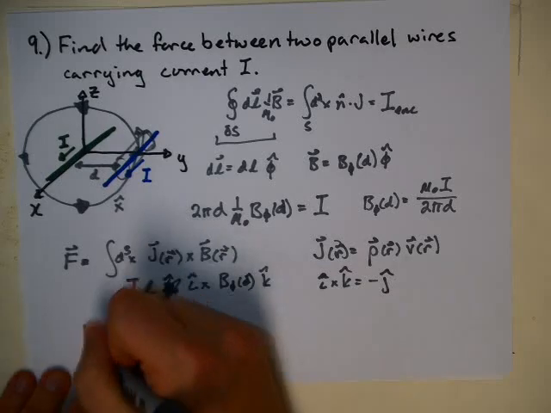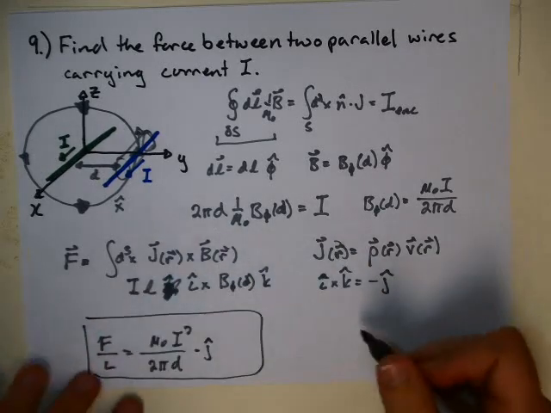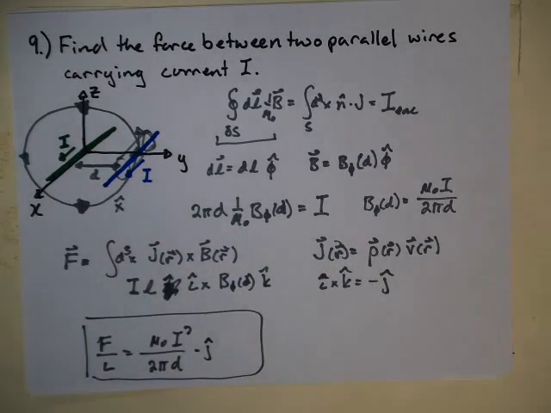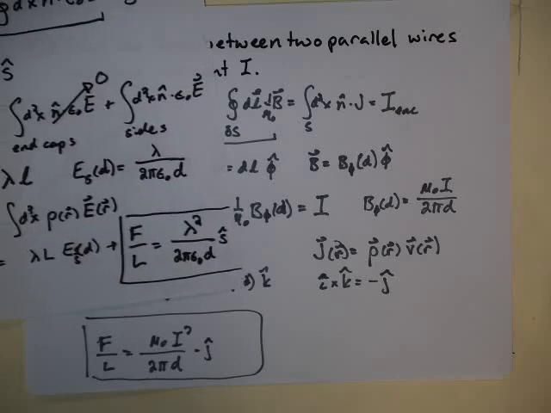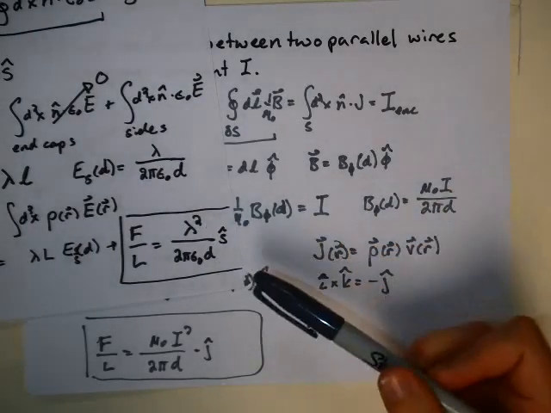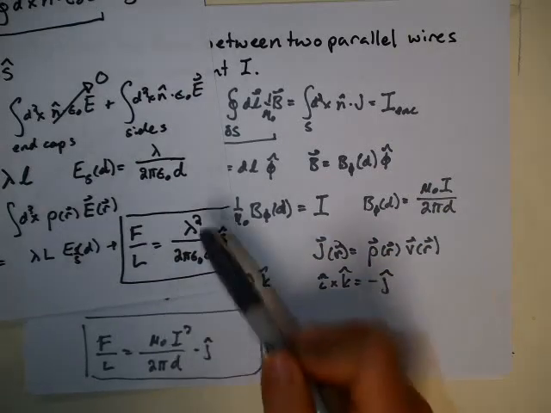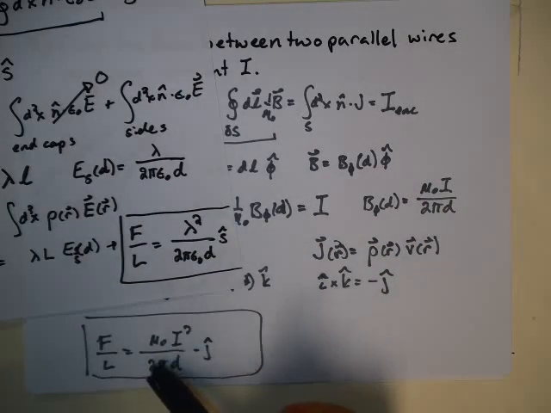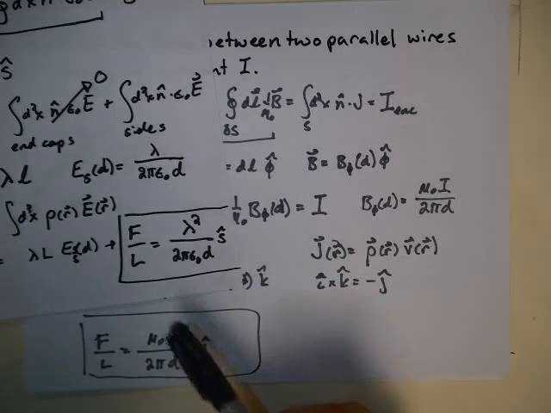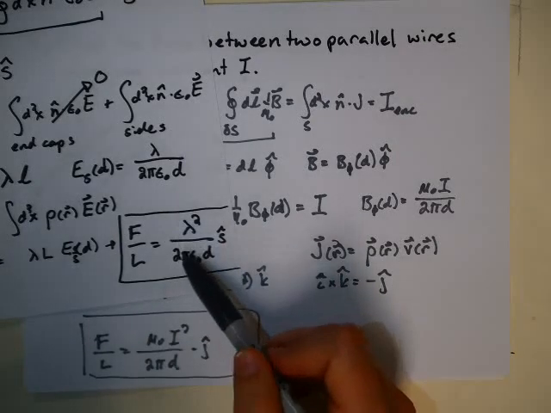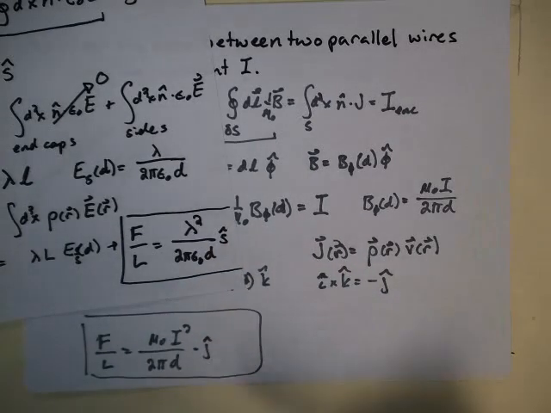It's going to be towards the other object. Now it says compare this to our answer from answer 4. And so let's find where we have that one written. And for that one, we find that it's lambda squared over 2 pi epsilon naught d. So we have I squared, lambda squared, that part looks similar. We have 2 pi d, that part looks similar. And then we have a 1 over epsilon naught and a mu naught on top.